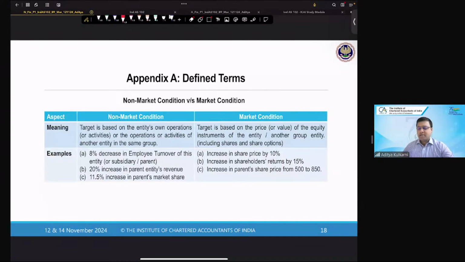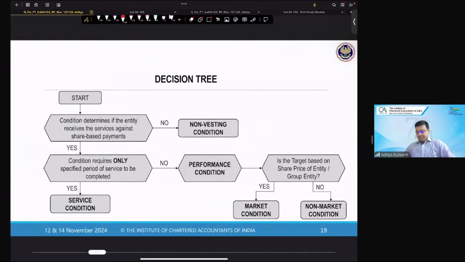Non-market condition versus market condition. You can go through this for homework. It's just what I have told you. Okay, so this is a useful chart that you can have. I think this is picked up from your study material itself.